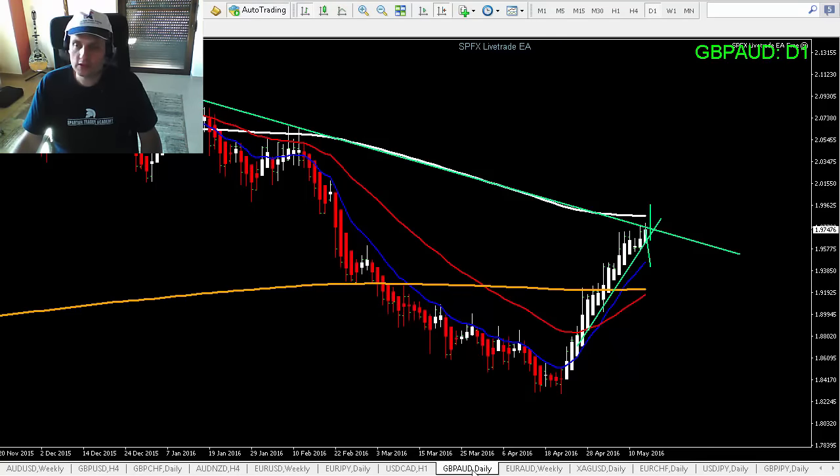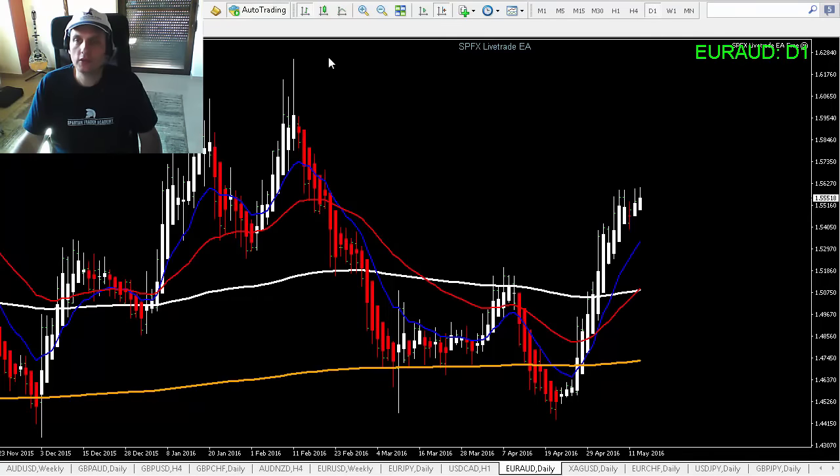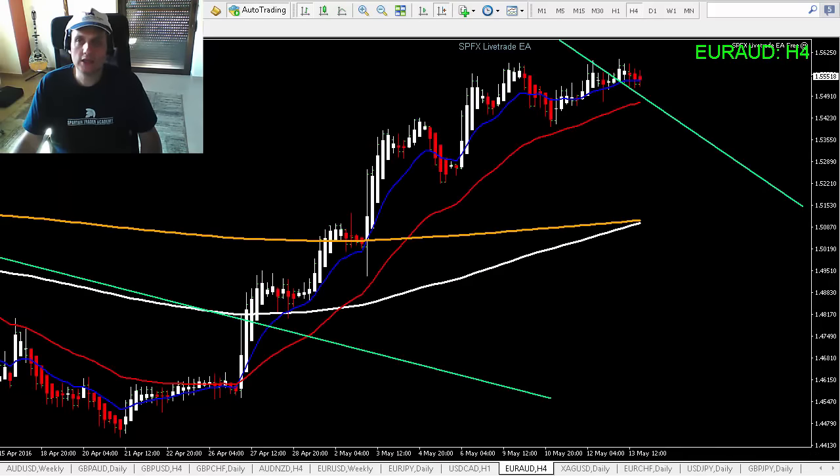This one, because it looks good, I keep it on my left side, and we'll check. Euro Australian dollar also, we know what's going on here, but we don't have any new setup. So on a daily, we want a good retracement before we take new longs. If you're already long, just stay in there. You know how to manage it.